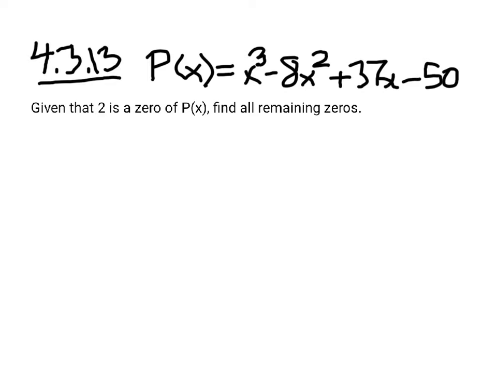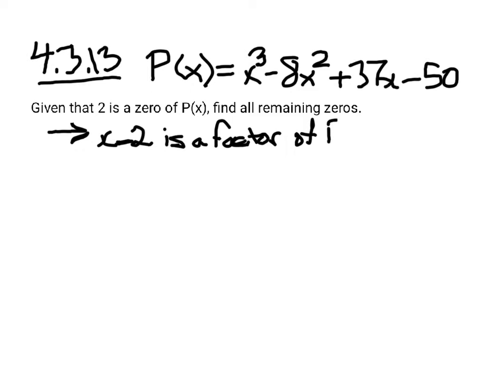But the way to figure this out is to take the fact that 2 is a zero of the polynomial p of x, and from the factor theorem, we're guaranteed that x minus 2 is a factor of p of x. This is supposed to say factor. Sorry about that.